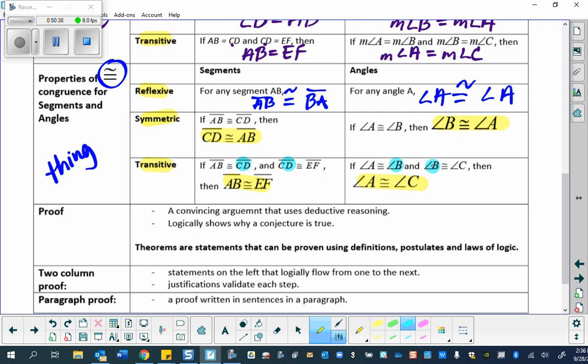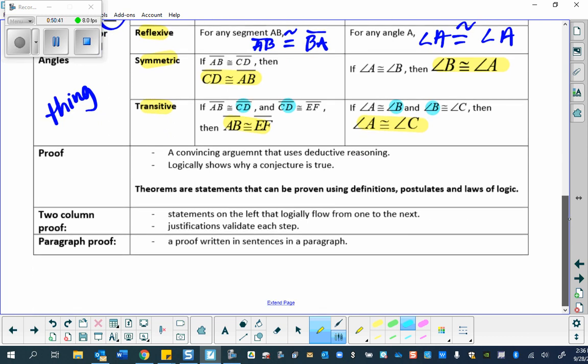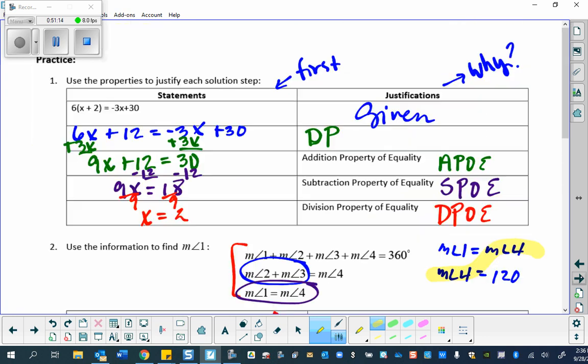These are all properties that we're going to be using in our proofs. For all the people that are like, oh, geometry is terrible because of all the proofs, you'd be like, wrong, you just didn't know how to do them. Because the proofs are all about winning an argument, and everyone I know wants to win an argument. We're going to use deductive reasoning, and we're going to logically show why each conjecture is true. We're going to use definitions, postulates, and laws of logic. We're going to learn it in two different formats, two-column and paragraph. Turn over to the other side of the paper.